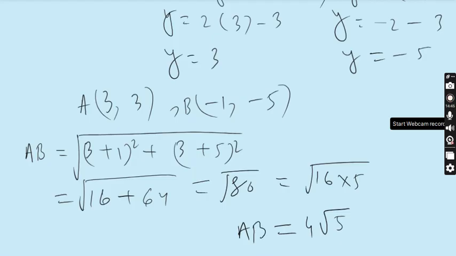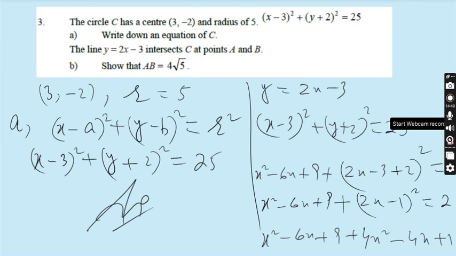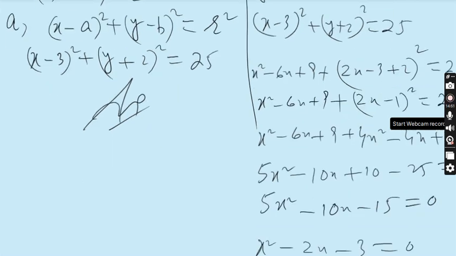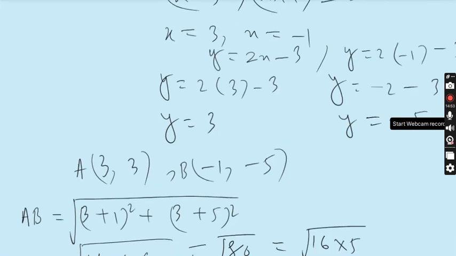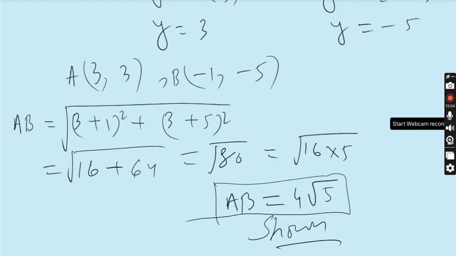What was the requirement? See again. Show that the distance of AB is 4 root 5. And now see, we have achieved the goal. Distance of AB is 4 root 5, shown. So students, this is our today's class where we did the first 3 questions of our exercise.